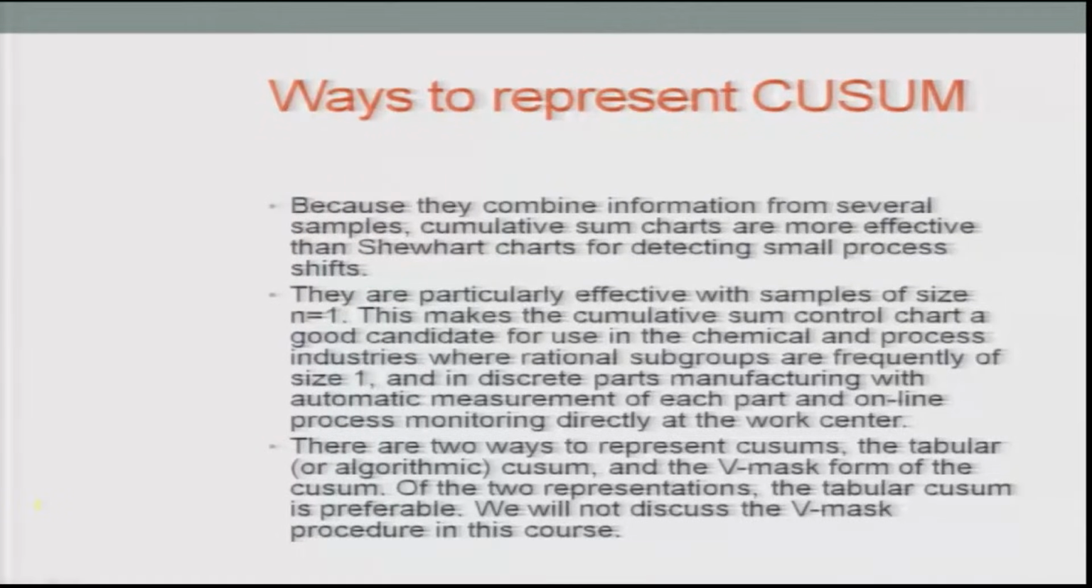Here, for the CUSUM charts, there are two ways to represent them: the tabular or algorithmic form, and the V mask form of the CUSUM charts. Of the two representations, the tabular CUSUM chart is preferable. We will not discuss the V mask CUSUM procedure. So, we will only concentrate on the tabular CUSUM format.